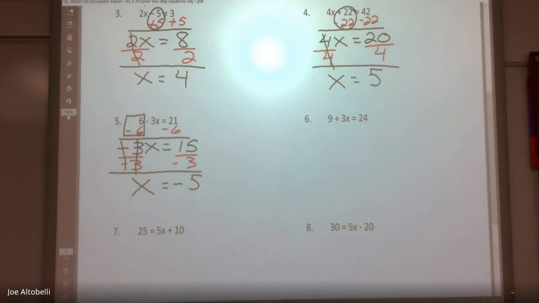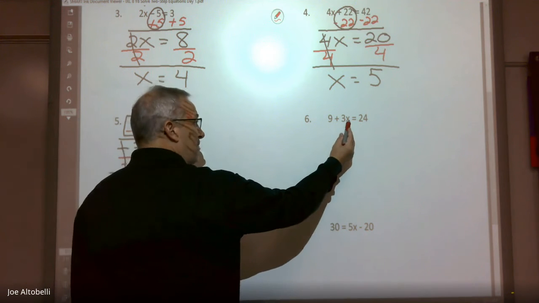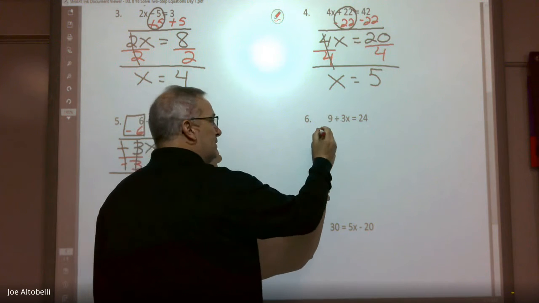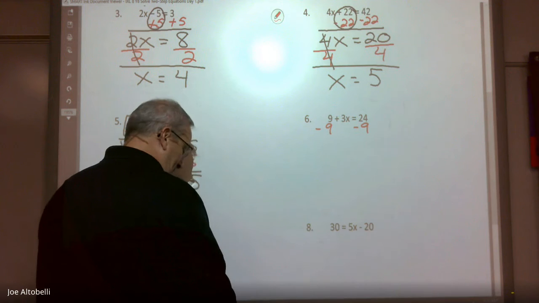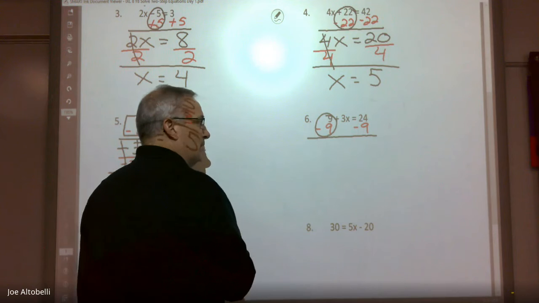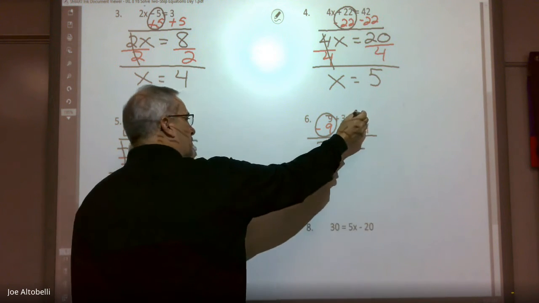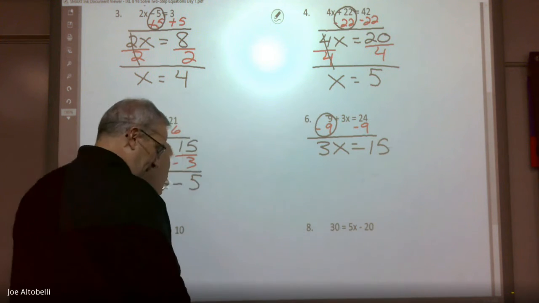Number 6. What's my first step going to be? Subtract the 9. Here's my variable. I need to get rid of this 9. I need to zero that out. So I need to subtract 9 or add the opposite, add a negative 9. When I do that, that zeroes out. So I have 3x is equal to, and 24 minus 9, if I did my math right, is 15.